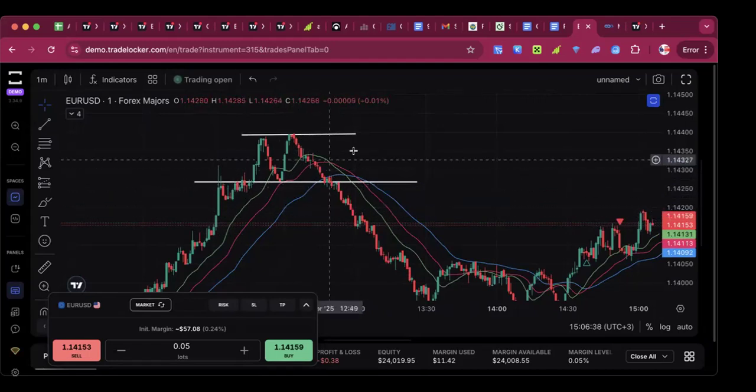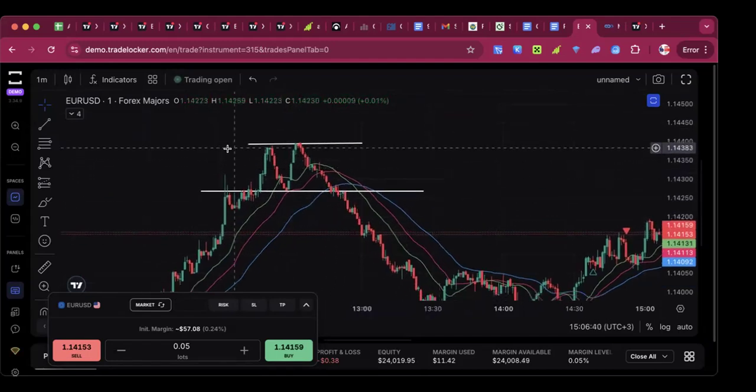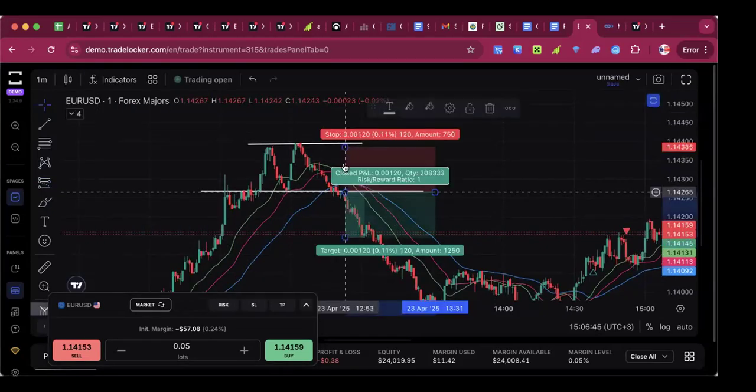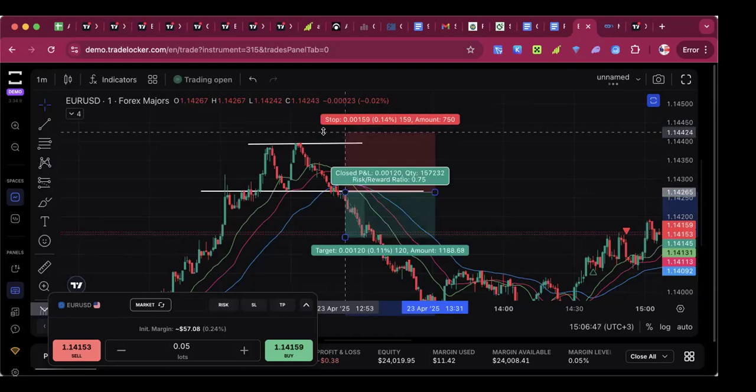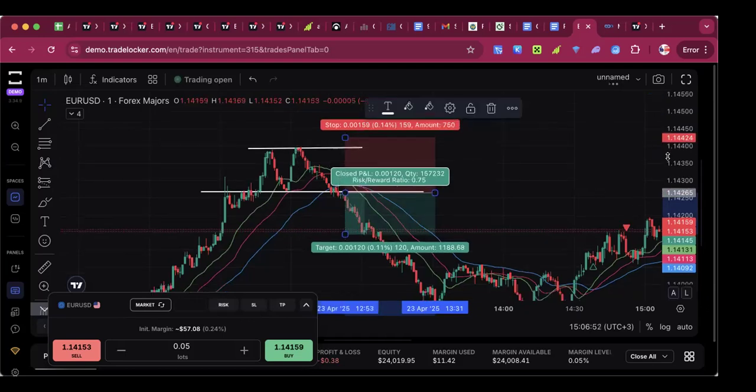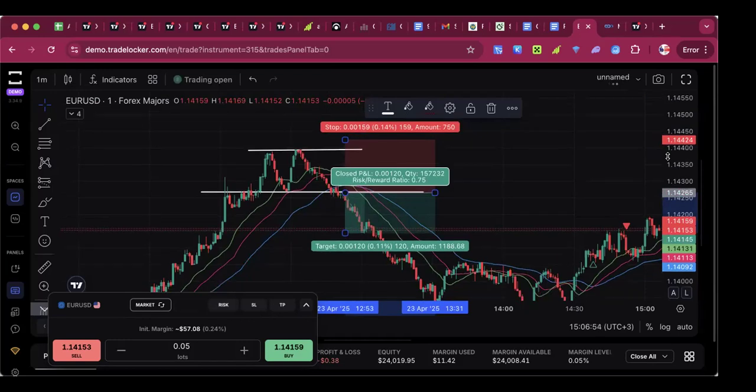Now let's look at it. If you are going to do that, the stop loss is above the point where the market is coming from. You take your measurement, and that's about 15 pips. Okay, 1:2.